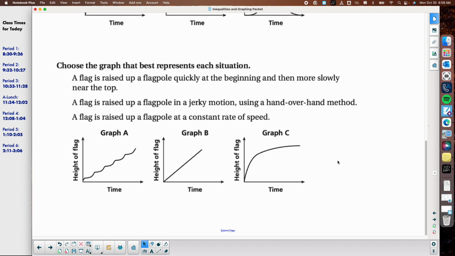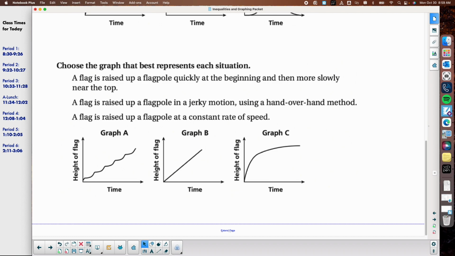So, what we are trying to do is identify which one of those 3 pictures fits the situation the best. It says a flag is raised up a flagpole quickly at the beginning and then slowly towards the top. Which one of those graphs goes up quickly and then tapers off? C? Because otherwise I can't really tell what you're pointing. C. Okay, then let's write C next to that statement.